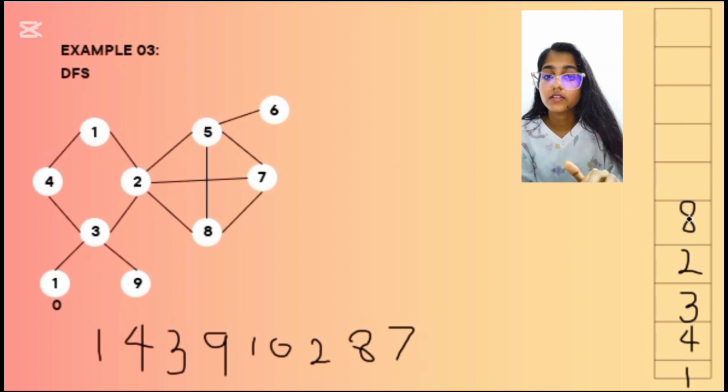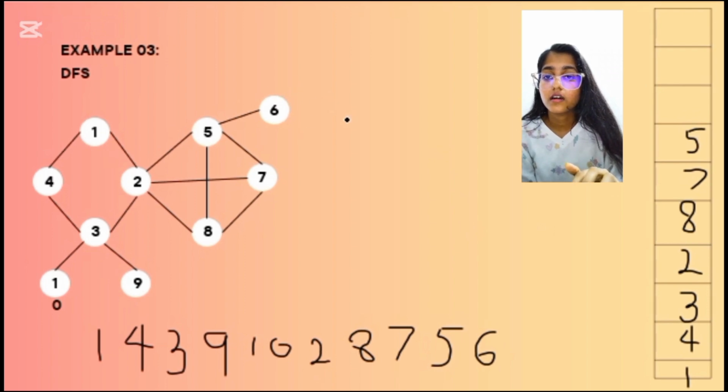After writing 7, I'll push 8 to this stack and start exploring 7. The adjacent vertex of 7 is 5, and I write 5 here. After writing 5, I push 7 to this stack. Then I'll start exploring 5. The adjacent vertex of 5 is 6, and I'll write 6 here. After writing 6, I'll push 5 to this stack and start exploring 6.